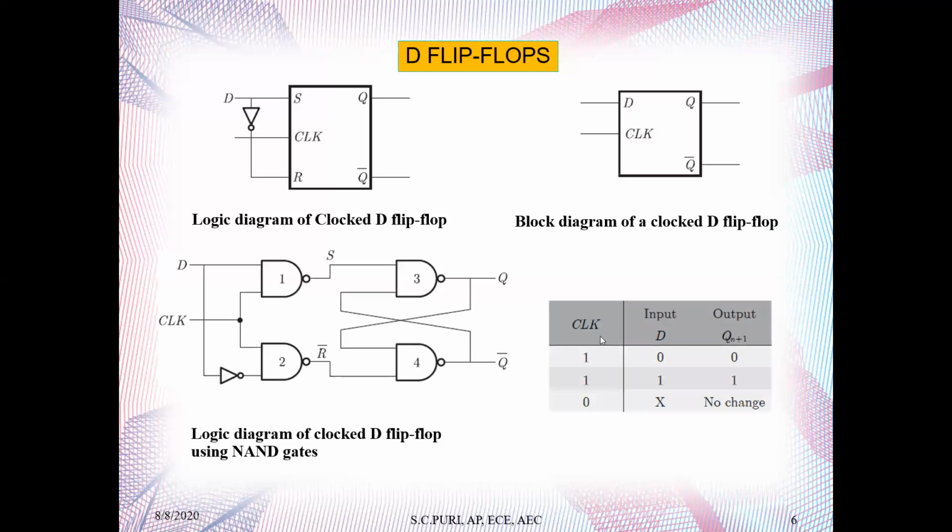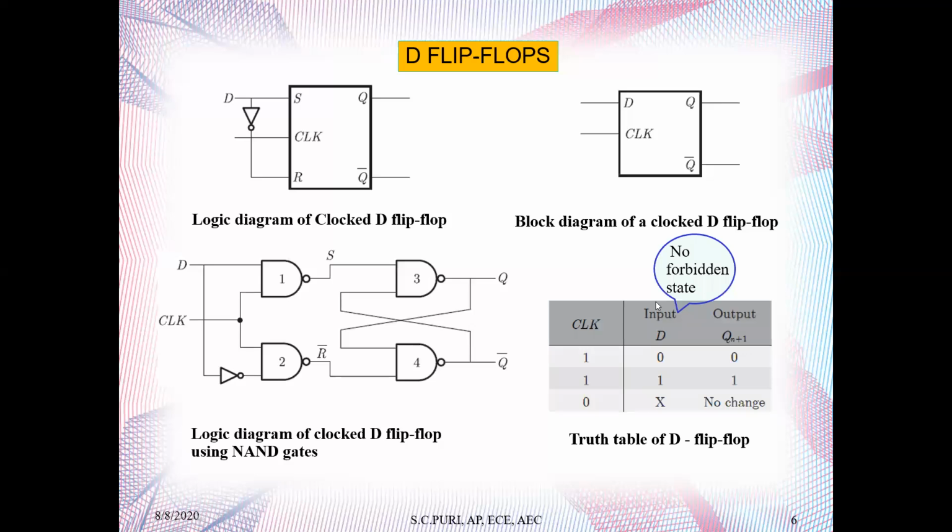Now I have explained everything. Suppose it is positive edge triggered. When D is 0, you can see here Qn+1, the next state, is 0. When D is 1, the next state is 1, irrespective of what Qn was before. When clock is 0, you do not have to consider anything because it will not activate itself. So we discussed the truth table of a D flip-flop.